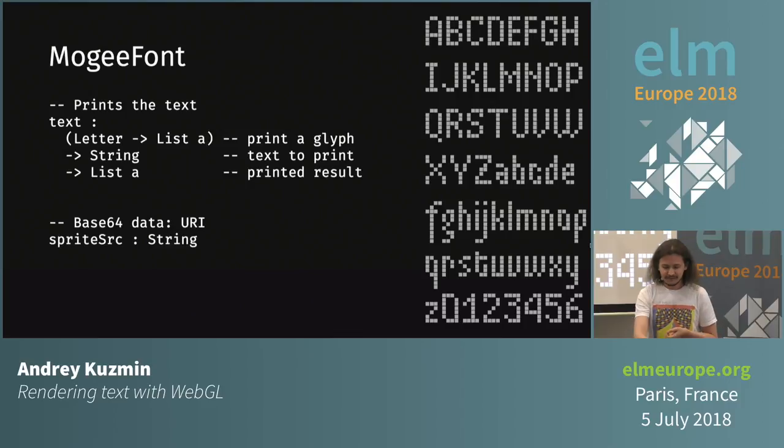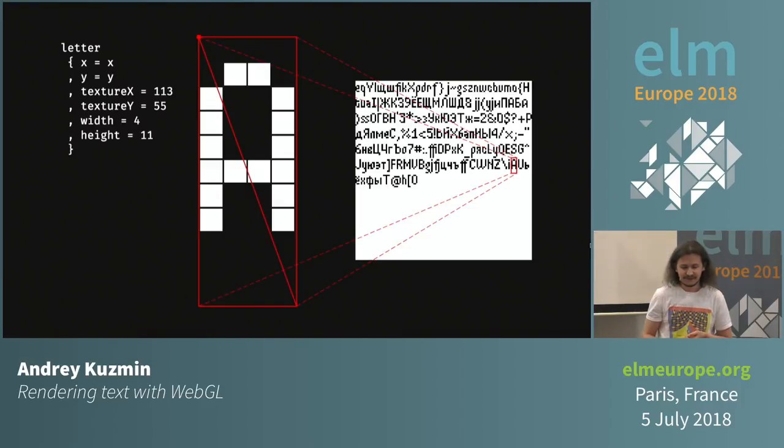So how can we use this to render text in WebGL? In order to render it in WebGL, all we have to do is implement this function that knows how to print a letter. And here you can see the information that this function gets is basically where is this letter in the text, and also it provides coordinates where it is on the sprite sheet and its dimensions.